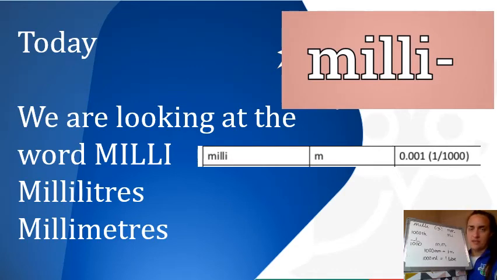So similarly to kilos, we can work out and convert between these two units of measurement by multiplying or dividing by 1,000. However, the difference today is that a millilitre or a millimetre is much smaller than the metre or litre. So when we're converting, we convert the other way round. This will become clear in a second.